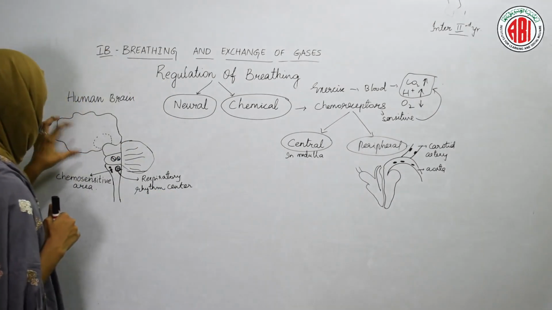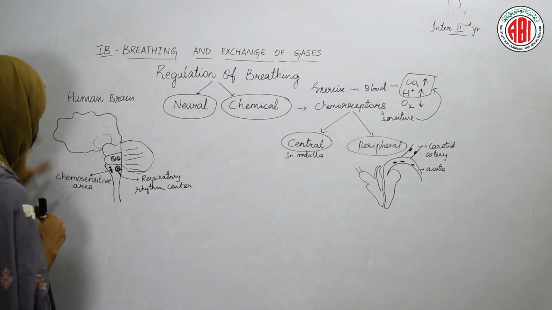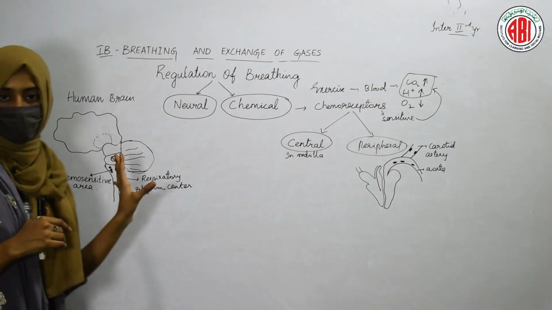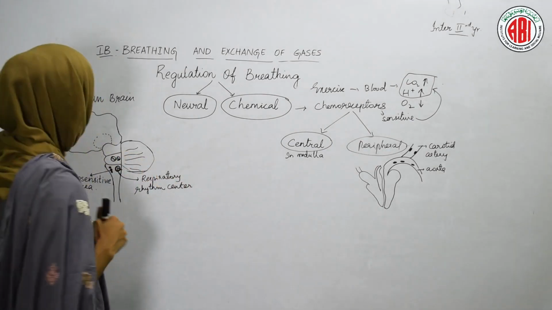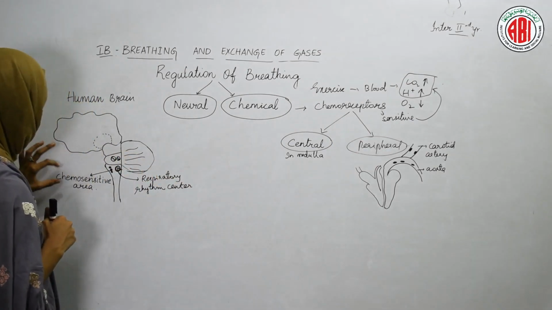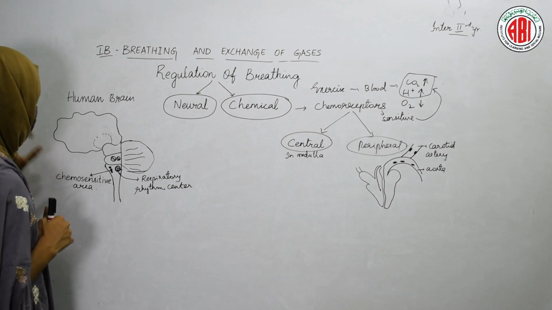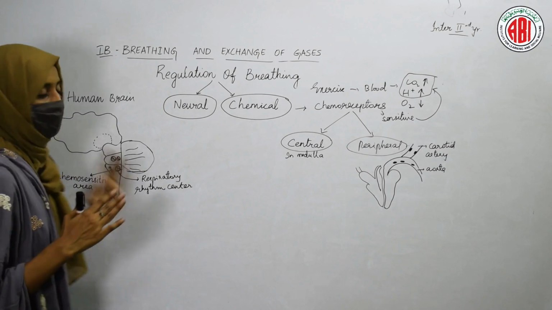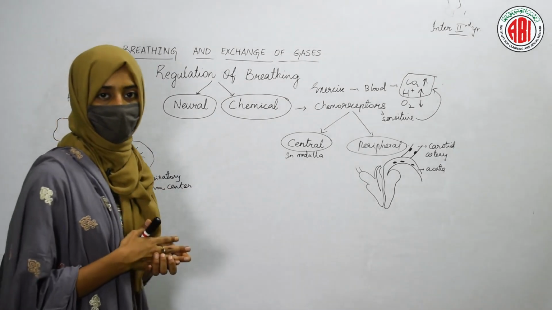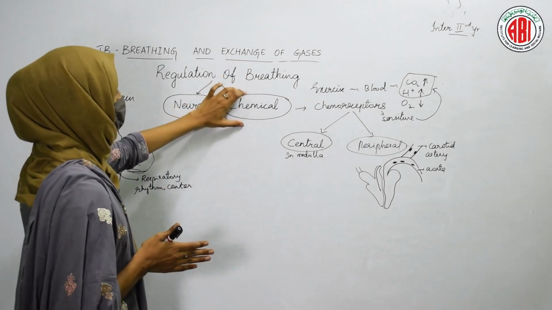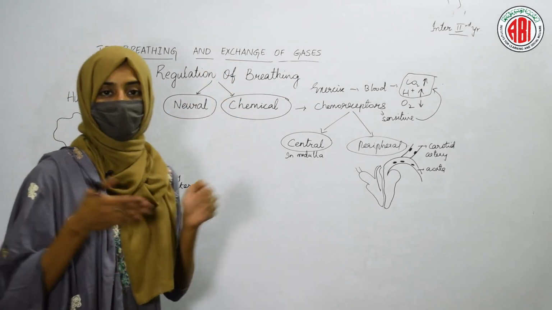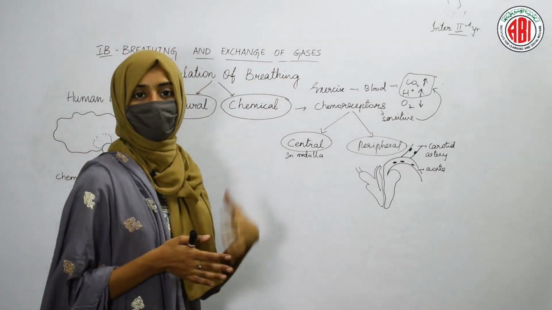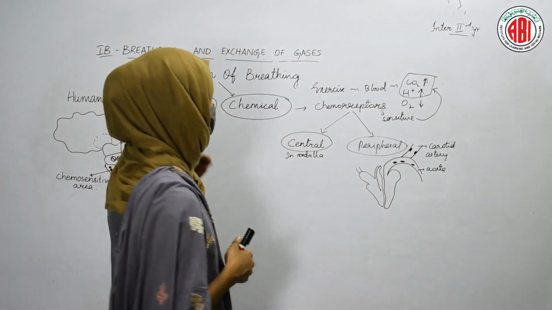While explaining the structure of the brain, I told you that along with the respiratory rhythmic center, chemoreceptors are also present in the medulla. Chemoreceptors can also be termed as the chemosensitive area. This chemosensitive area is not only found in our brain, it is also present somewhere else in our body. When we talk about the chemical regulation of breathing, it involves the role of chemoreceptors. That means it involves the function of the chemosensitive area.